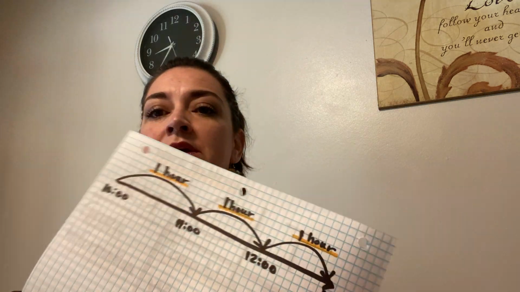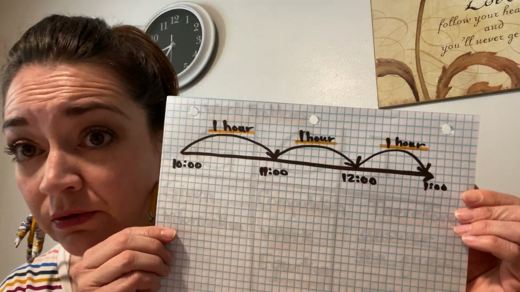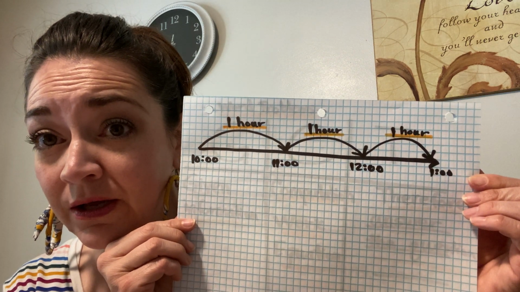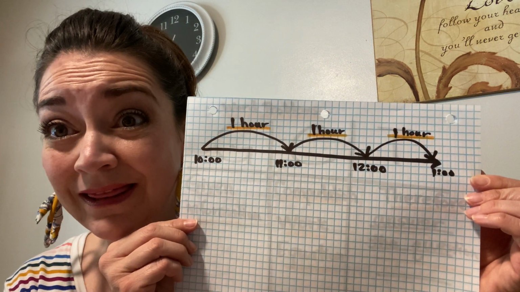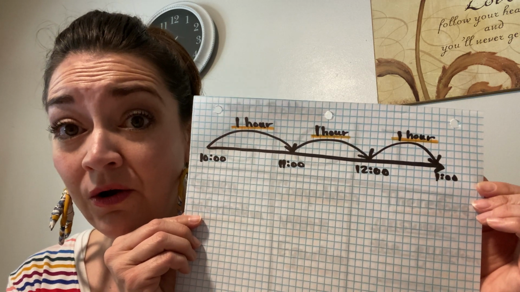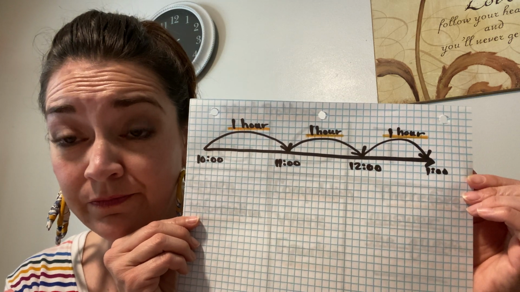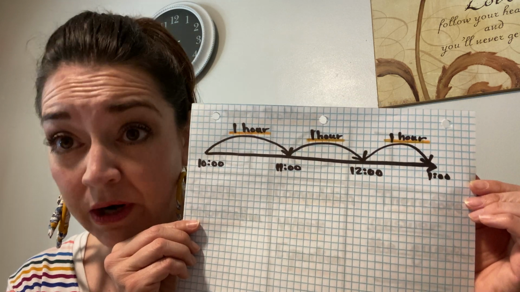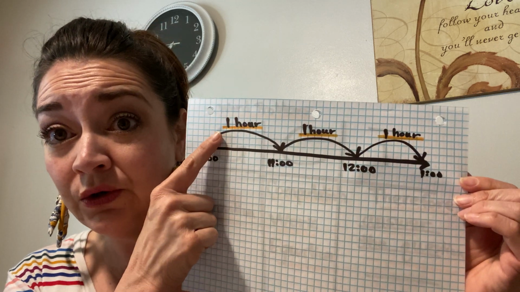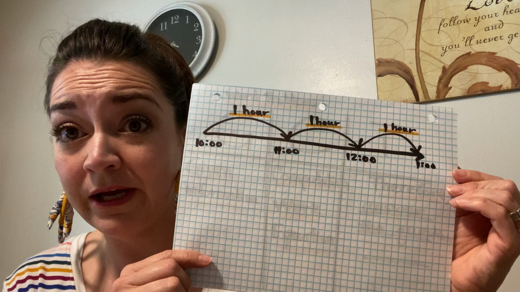Now, for instance, this next interval is by what? What is the interval? Started at 10. The first jump jumped all the way to 11 o'clock. The next jump was 12 o'clock, and all the way to the end, 1 o'clock. So what are my intervals? 1 hour, okay? So the jump is the interval if we're talking about time on a timeline.